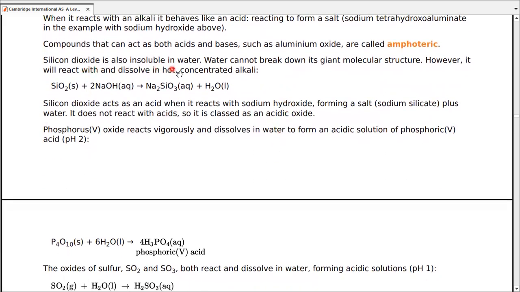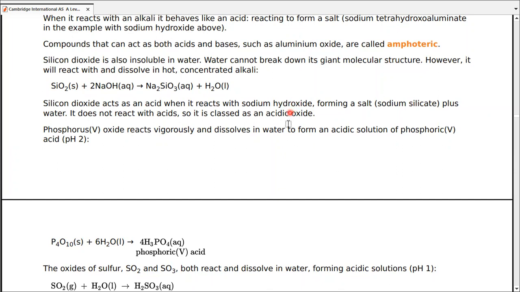So silicon dioxide is also insoluble in water. We have studied that part with silica or sand structure back in IGCSE, as well as in previous bonding chapters of AS. So water cannot break down its giant molecular structure. However, it will react with and dissolve in hot concentrated alkali, which will result in the formation of a salt and water. So we say it reacts like an acid when it reacts with an alkali, forming a salt, in this case sodium silicate, plus water.